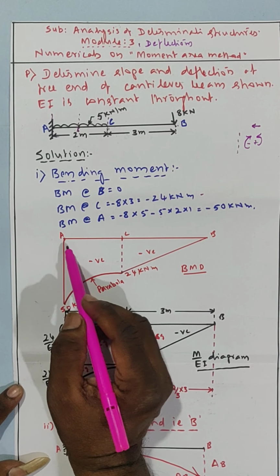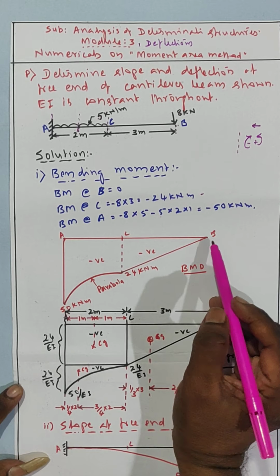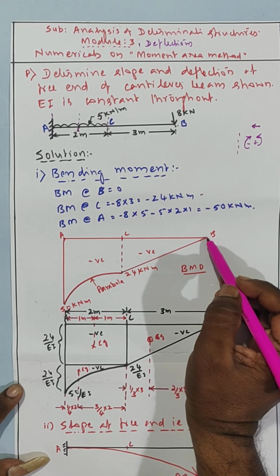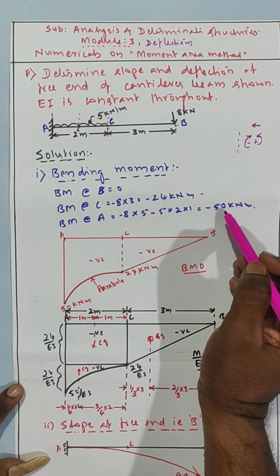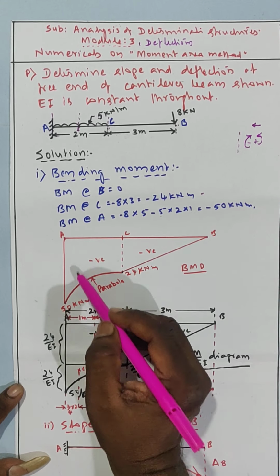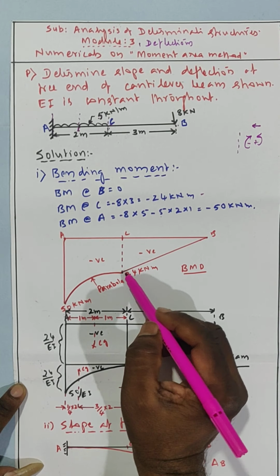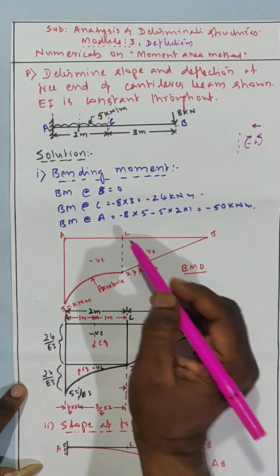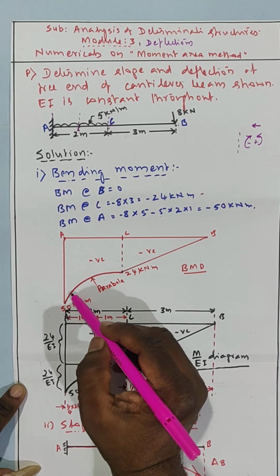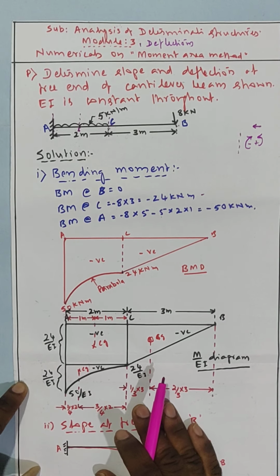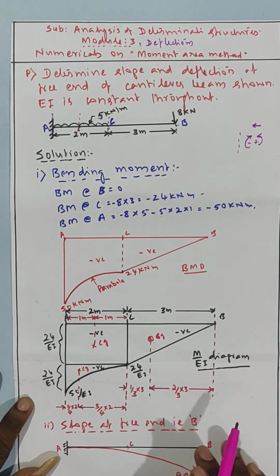Now I have to draw the bending moment diagram. This is the reference line where bending moment is 0. At B, bending moment is 0. At C, it is minus 24. At A, it is minus 50. From here to here only the point load is there, so the variation is an inclined straight line. But here, UDL is there, therefore it is a parabolic variation as shown in the bending moment diagram. All the values are negative.